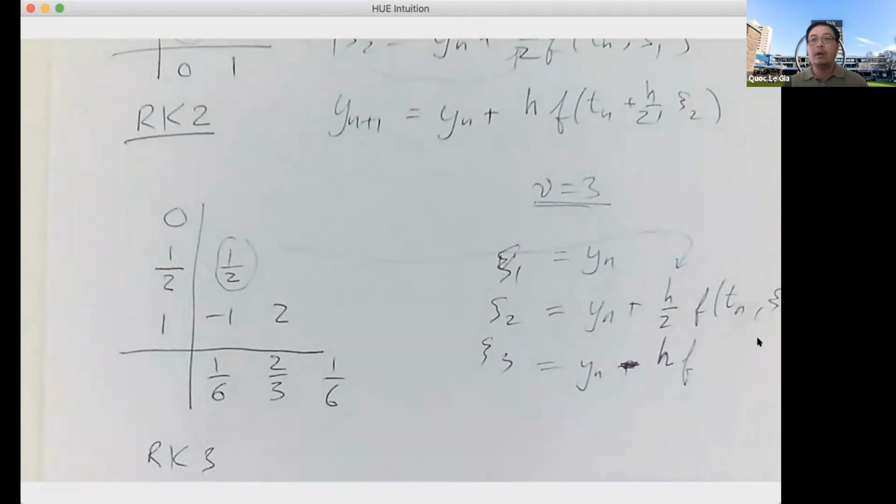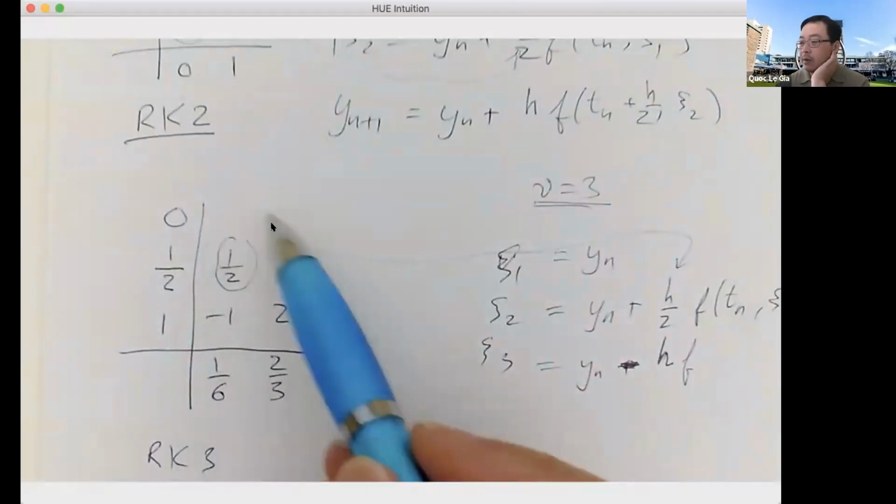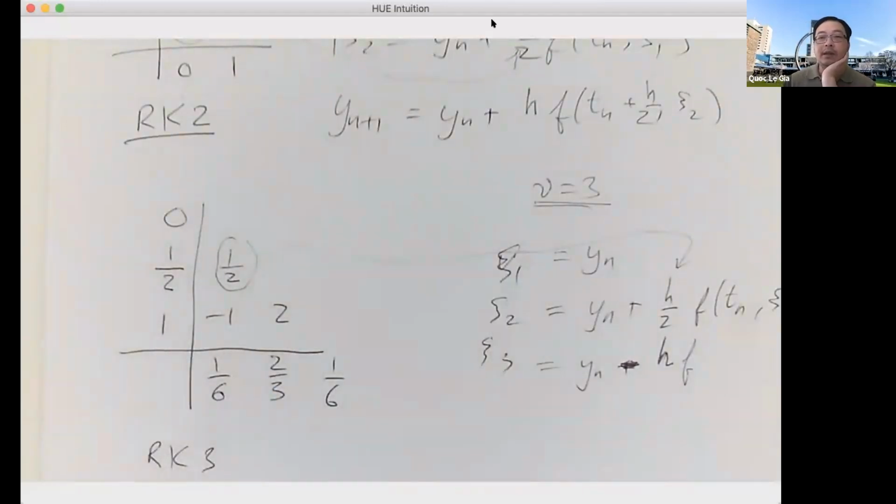Yes, it's correct. In this case, A is a 3 by 3 matrix. And when it's empty, it means that it equals 0. So when I don't write anything, it just means it equals 0. Yes, correct. So in general, A is a nu by nu matrix. Nu is the number of stages.